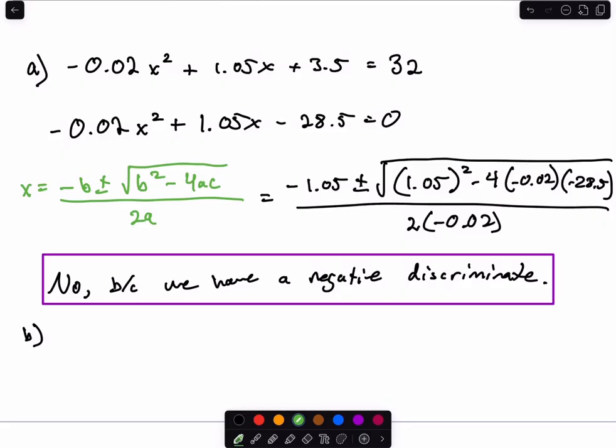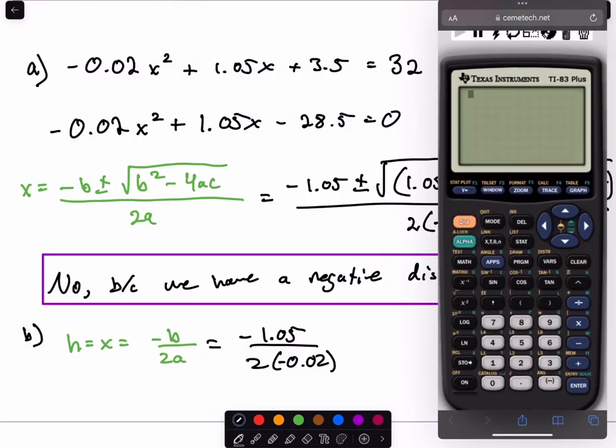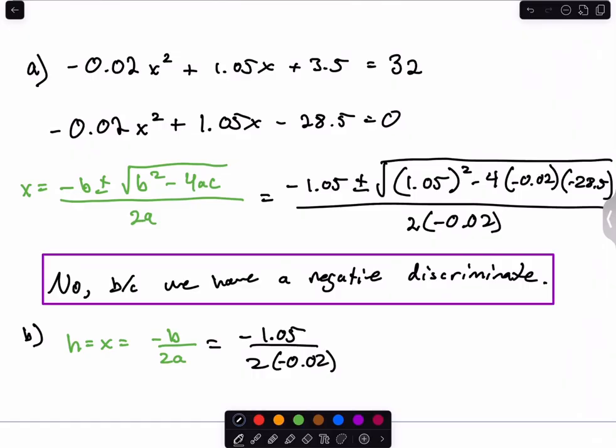So that's going to occur for a quadratic at the vertex. So the x-coordinate of the vertex, which is our h, is going to be a negative b over 2a. So in this instance, it's going to be a negative 1.05 over 2 times a negative 0.02. Double negative is positive. I'm going to just clear these out for now. 1.05 divided by 2 times 0.02. So 26.25.